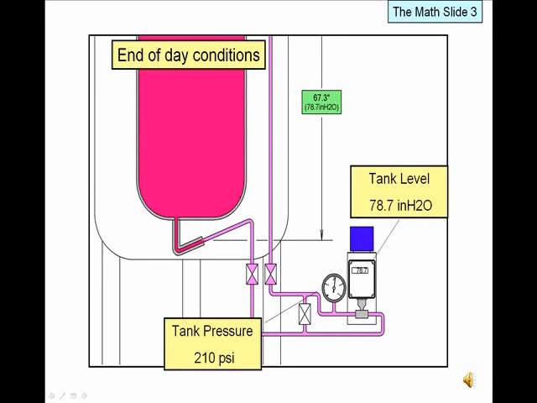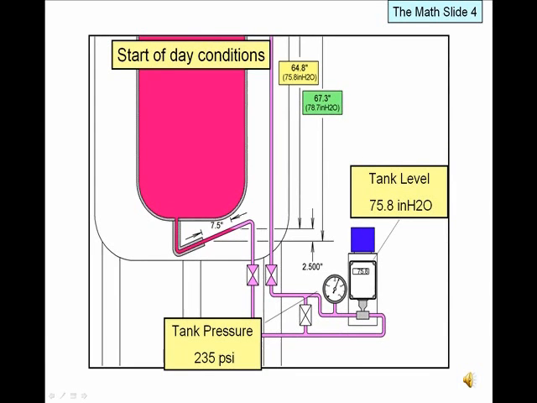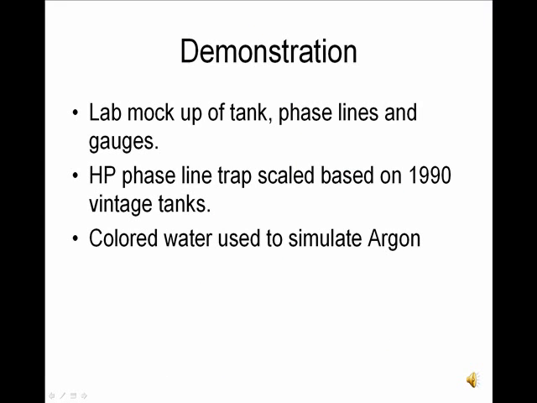To recap, the starting conditions, or in our case the end of the day, we had a tank pressure of 210 psig and an indicated level of 78.7 inches of water. The ending condition, or the start of the day, the pressure rose to 235 psig and the level dropped to 75.8 inches of water. This drop was due to the level rising in the high phase line trap 2.5 inches.